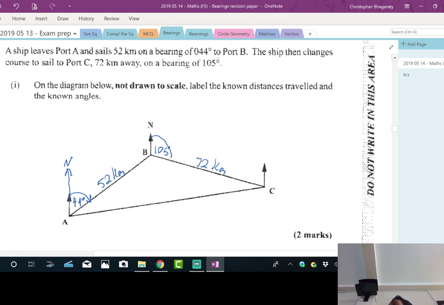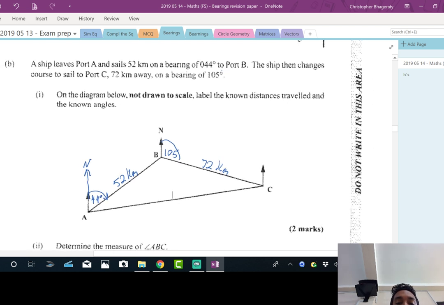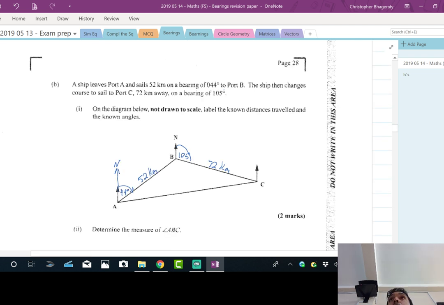A bearing is the angle between, watch on the board, right? The north line at the start point, and the line connecting the two points. Alright, so that's the first thing. So it can't go below. Bearing is between the north line, unless they specify and ask you for the angle inside. That's probably actually the very next question.